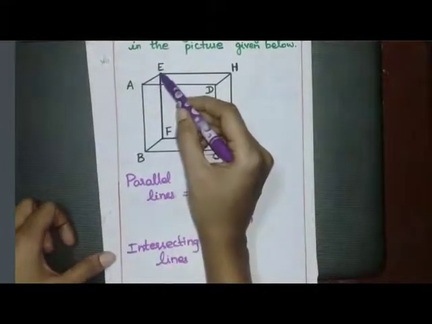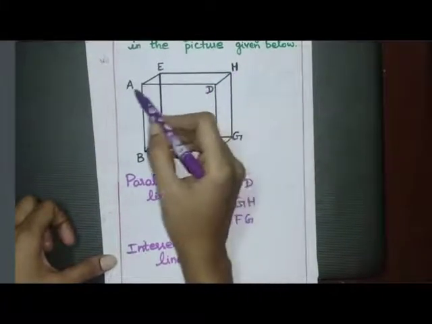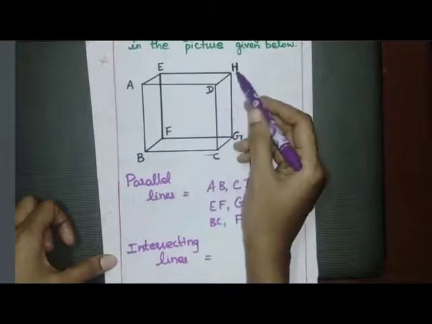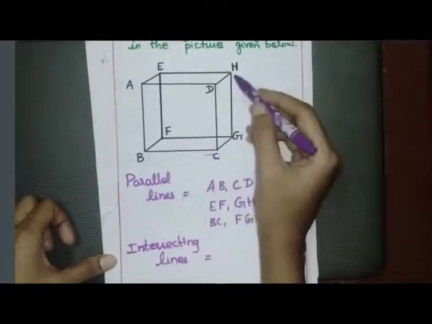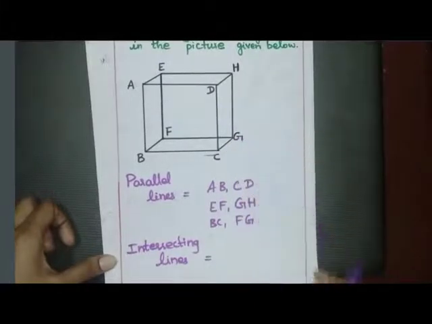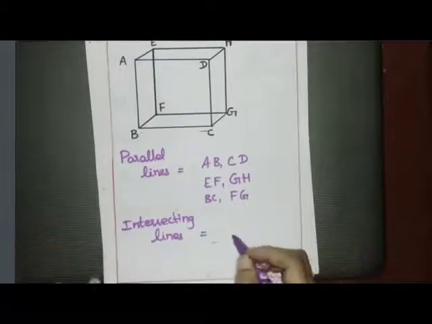Similarly, each point represents concurrent lines. For E, AE, EF and EH. Similarly for D, AD, DC and DH. Similarly for G, EG, FG, GH and CG. So I will write 2 points, 2 pairs of points. You will write the remaining.